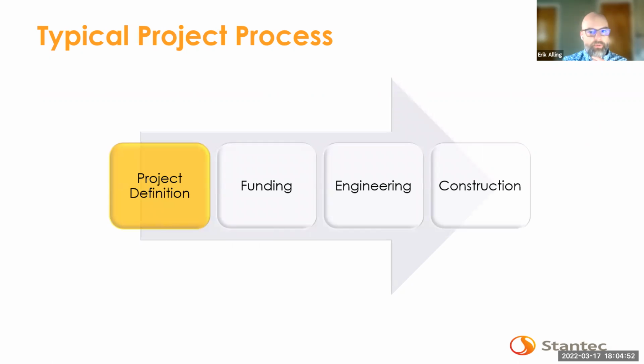So projects typically follow the process shown here. We start in project definition, which is where we are now. It's where an issue or a problem is identified. It's evaluated. We come up with alternatives to solve the issue. Hopefully at the end of it, you get an alternative that's supported and embraced by the community. Once that happens, the project can become eligible for funding. Once funding is obtained, it can be designed and ultimately constructed.